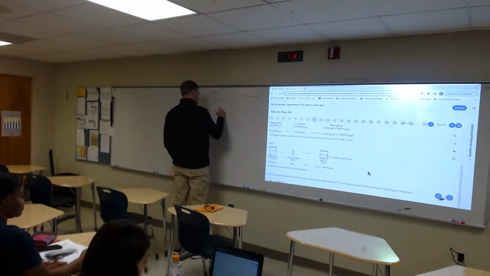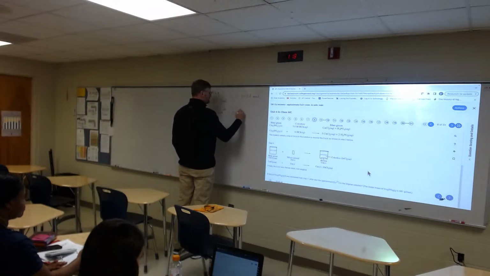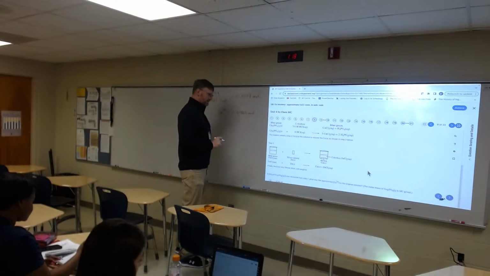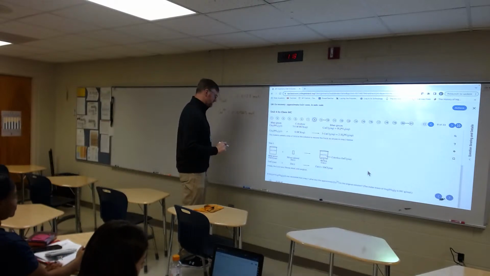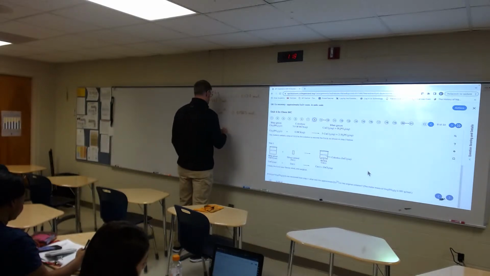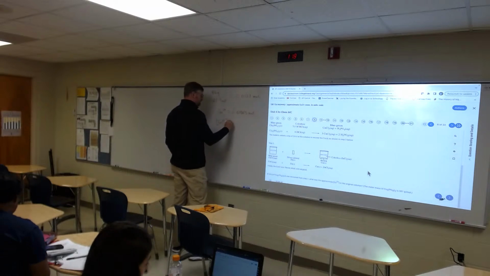So the copper would have been 0.3630 moles. And what's the volume of the copper solution? Start there. Set it at the top.